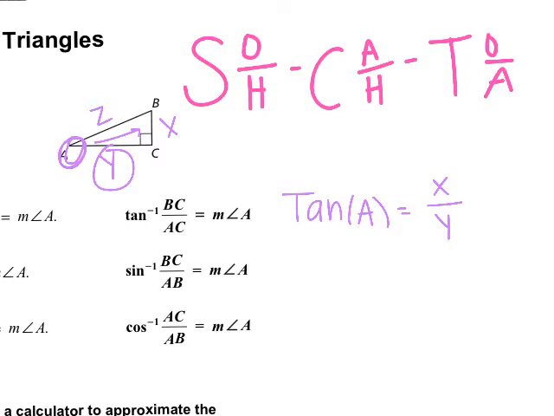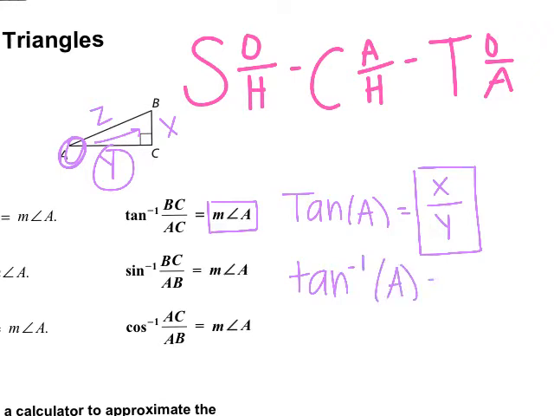The only difference is that this time we want to find the measure of angle A. The way that we do that is still by this ratio. The only difference is now we're going to use something called the tangent inverse. So the tangent inverse of x over y is going to be equal to the measure of angle A.